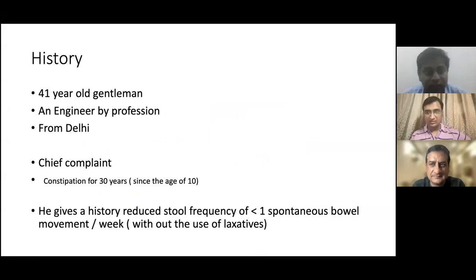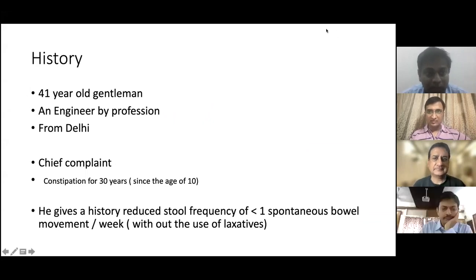Presenting the second case. This is a 41-year-old gentleman, an engineer by profession from Delhi. His chief complaint was constipation for the past 30 years, that is, since the age of 10. He gives a history of reduced stool frequency, less than one spontaneous bowel movement per week, without the use of laxatives.